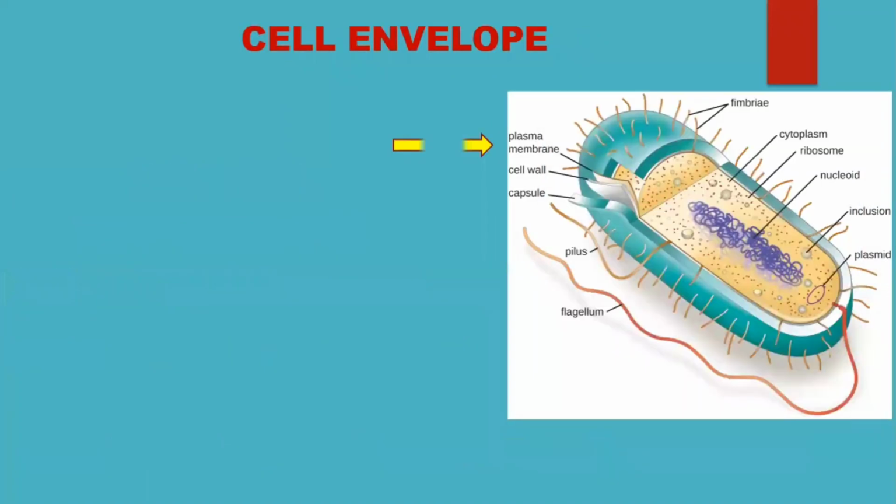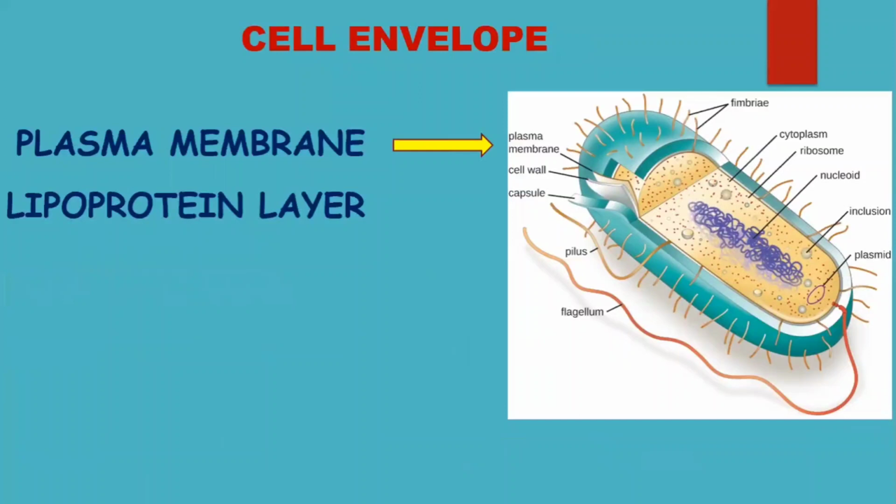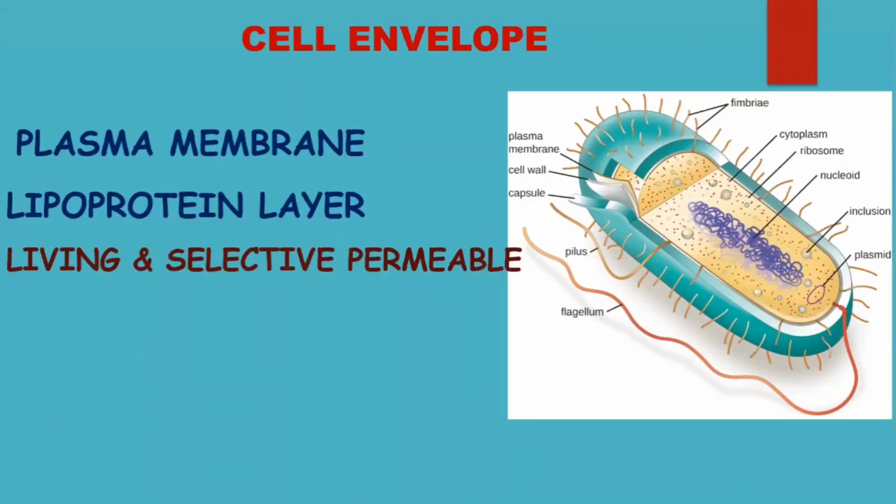Next we have the cell envelope. Within the cell envelope now the last component is plasma membrane, which is a lipoprotein layer, lipid and protein layer, phospholipid bilayer. In that proteins are embedded. Remember, all plasma membranes, whether prokaryotic or eukaryotic, chemically are similar. Plasma membrane in case of bacteria is very important.